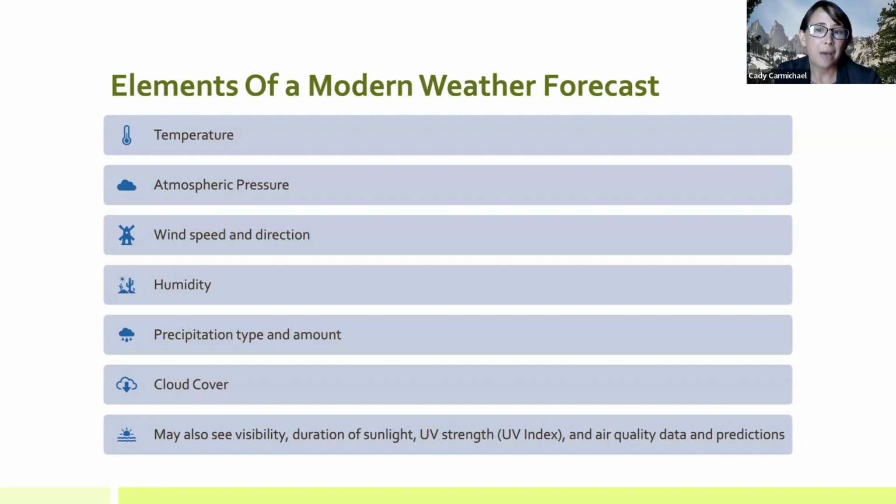The next one there is atmospheric pressure. So that is just the weight or the force of the molecules in our atmosphere pressing down and pushing on a surface at a given location. Atmospheric pressure is essential in understanding weather.